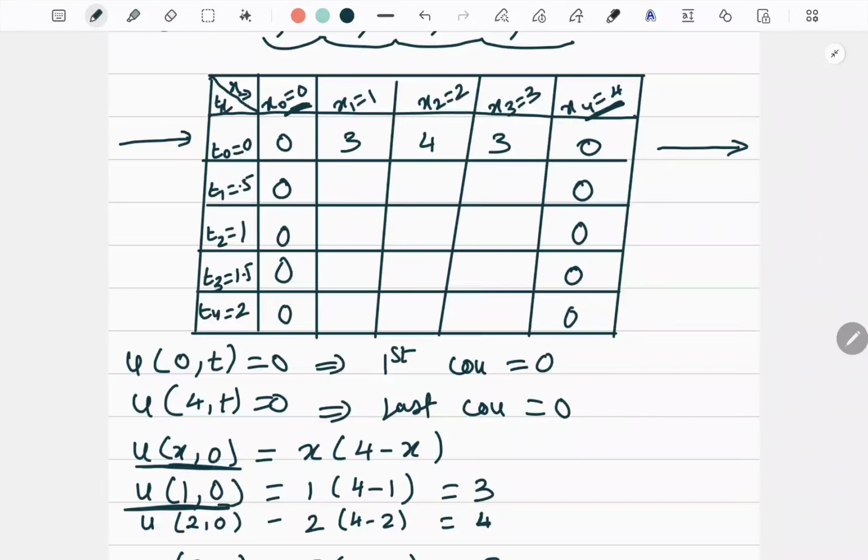This is how you have to fill. Now very carefully understand how I am putting. First column is done. Last column is done. First row is done. Correct. Now we have to fill the remaining rows.